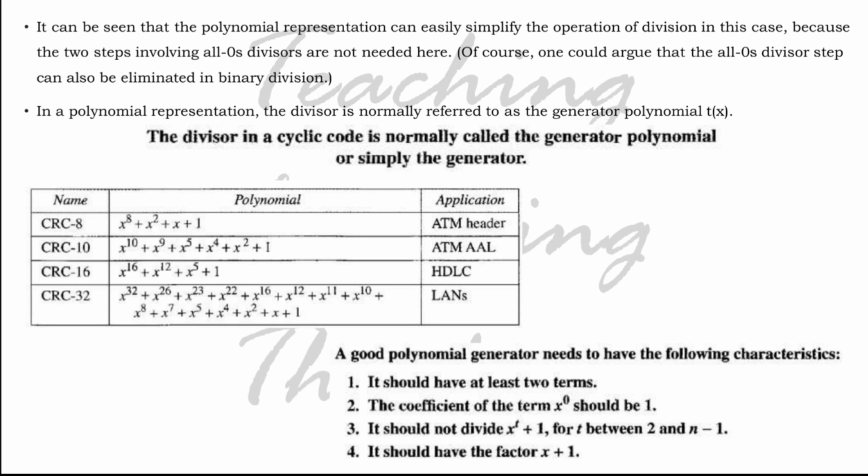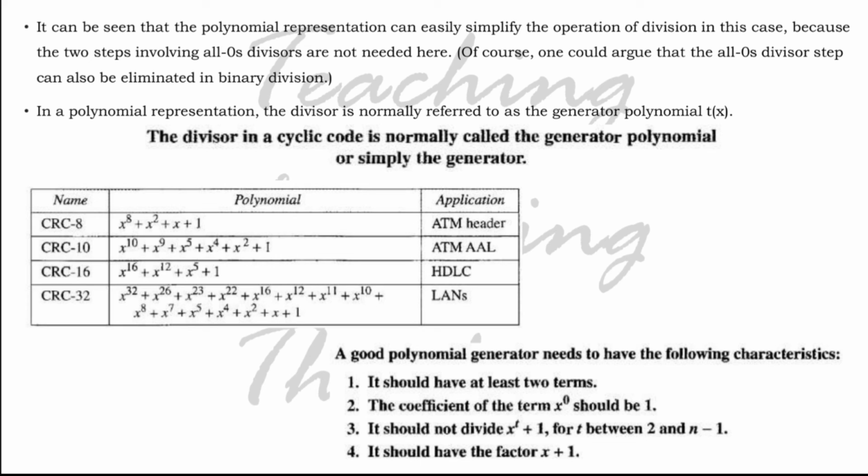So it can be seen that the polynomial representation can easily simplify the operation of division in this case, because the two steps involving the all-zeros divisor are not needed here. Of course, one could argue that the all-zeros divisor step can also be eliminated in binary division. In the polynomial representation, the divisor is formally referred to as the generator polynomial, or simply the generator.